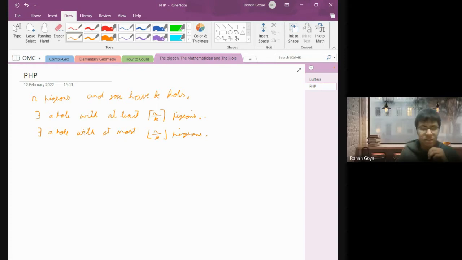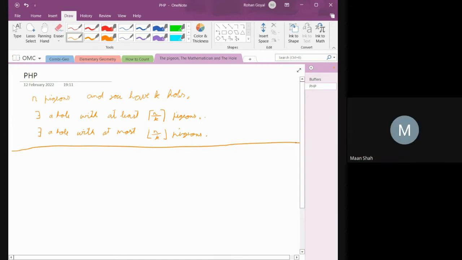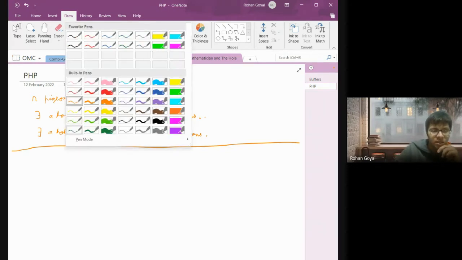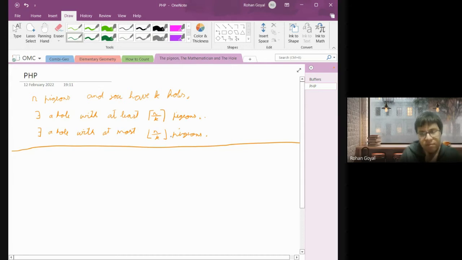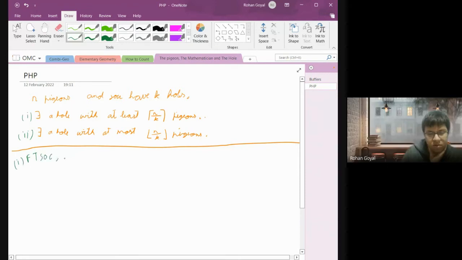Can anyone sketch a proof for these? Or does everyone understand what this is trying to tell you? Yes. Okay, so if everyone gets what it's trying to tell you, go ahead, Ran. So we first prove the first part. Suppose there doesn't exist any hole with at least ceiling of n by k pigeons. So in any hole there are at most ceiling of n by k minus 1 pigeons. No, suppose every hole has that.